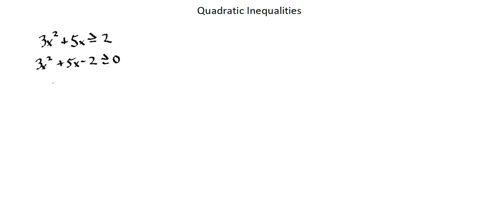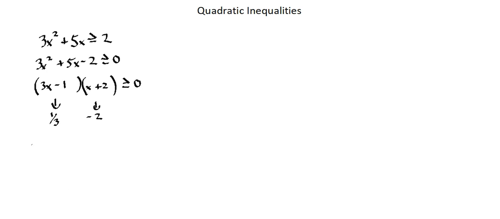Now when I factor this, you might be able to do this with manual factoring, or you might want to use the quadratic formula. Our factors end up as (3x minus 1)(x plus 2) greater than or equal to 0. Now the x values represented by these factors are 1/3 and -2. And if we were dealing with an equation, these would be our solutions.